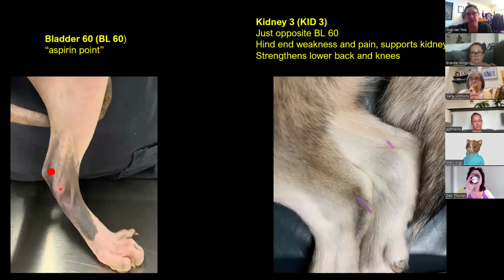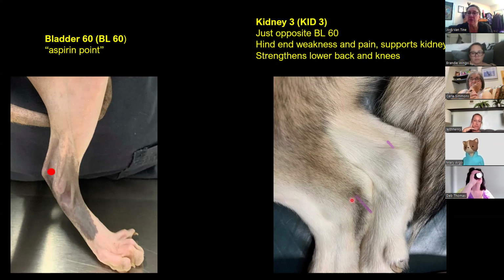And so in between this bone and the point of the hock, or the heel, I guess, if you will, is a web of skin. And there's really nothing there. It's just skin. And on the outside, the lateral side, is a point called bladder 60. It's also called the aspirin point, and this point relieves pain everywhere in the body.